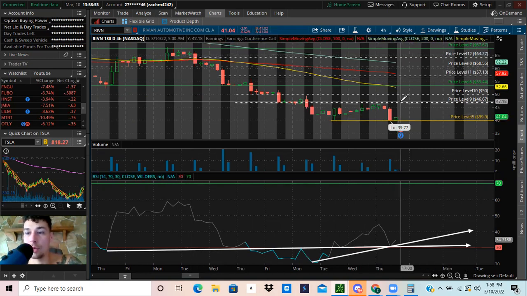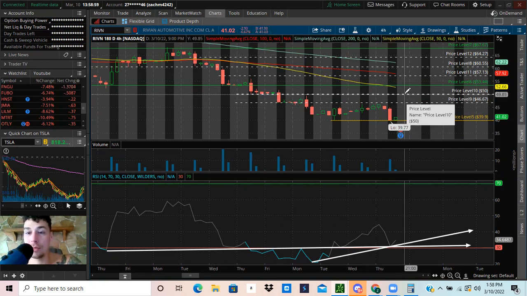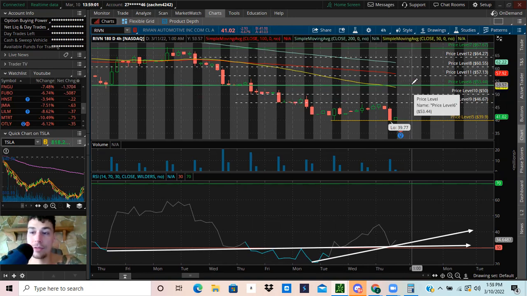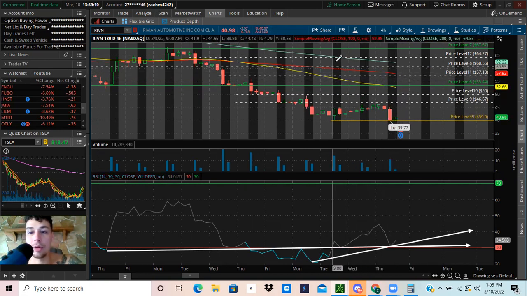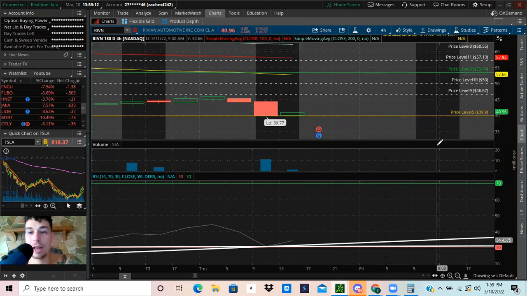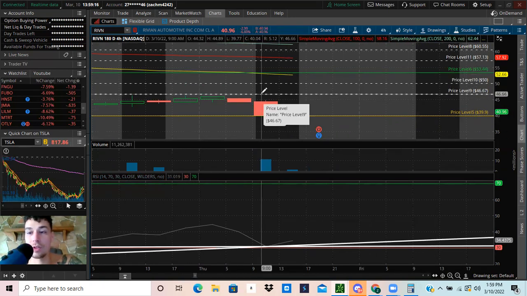If we break past the 46.67, then 50 would be the next bullish price target. And then above that, 53.44, above that, 57.17. So essentially what I'm doing here is, if we do get a bullish rally, I'm trying to give you guys all of the areas and all of the zones to pay attention to for take profit zones, right?